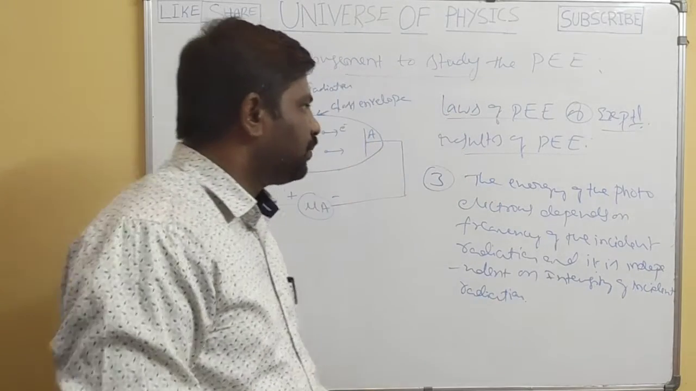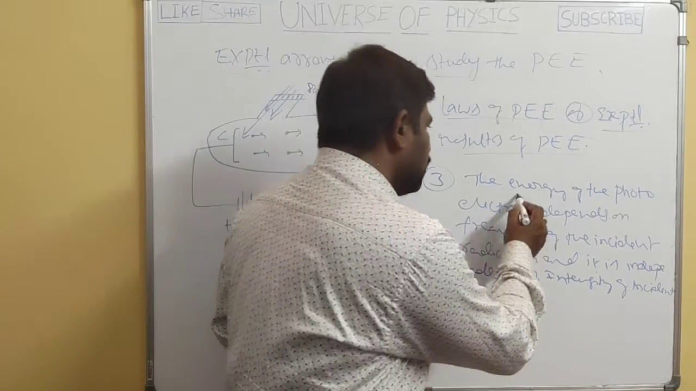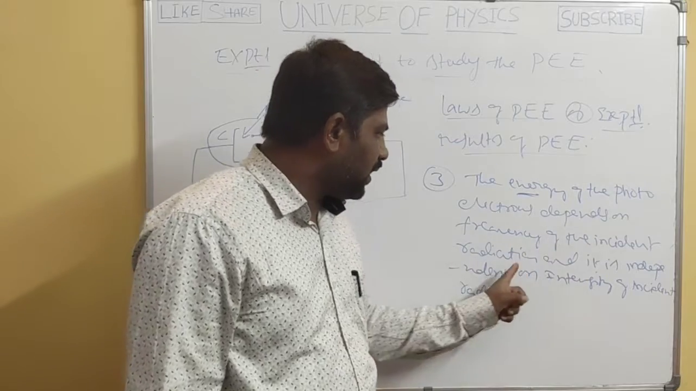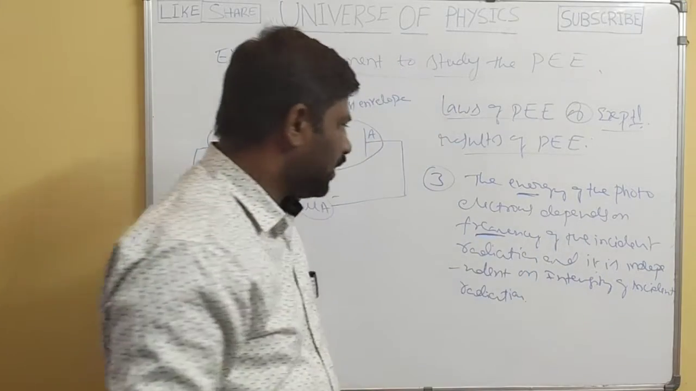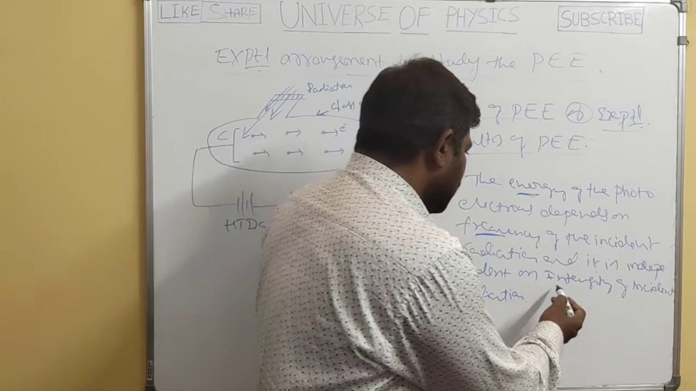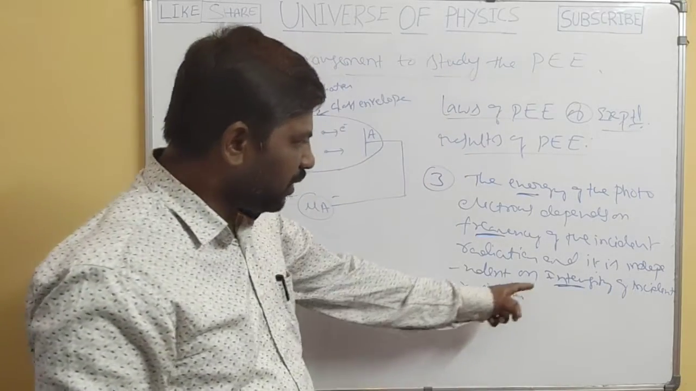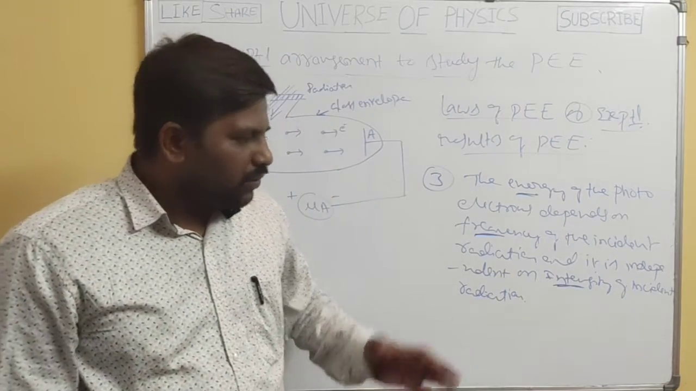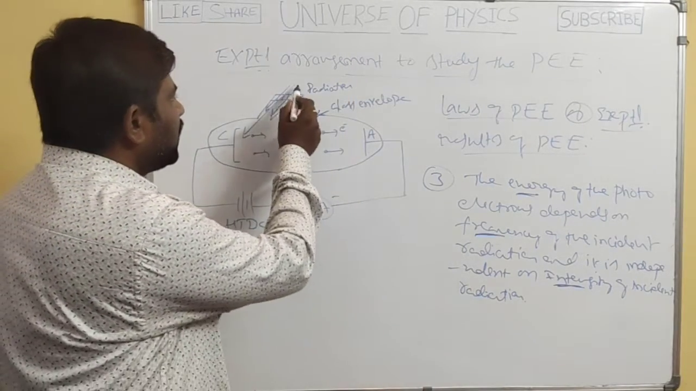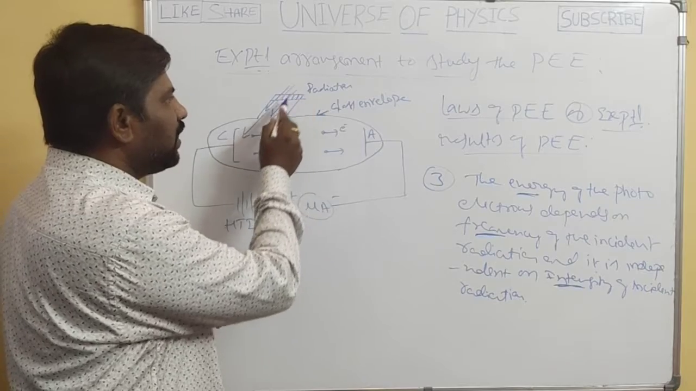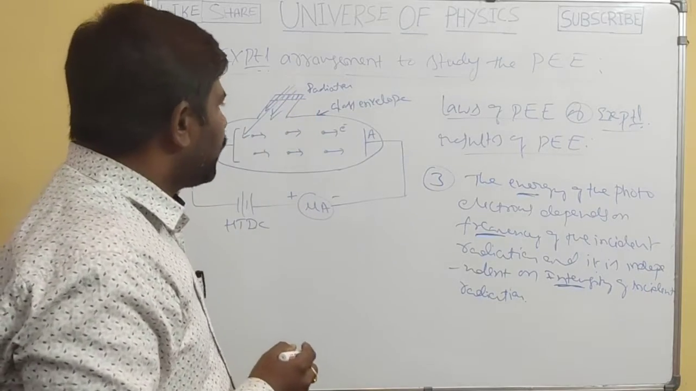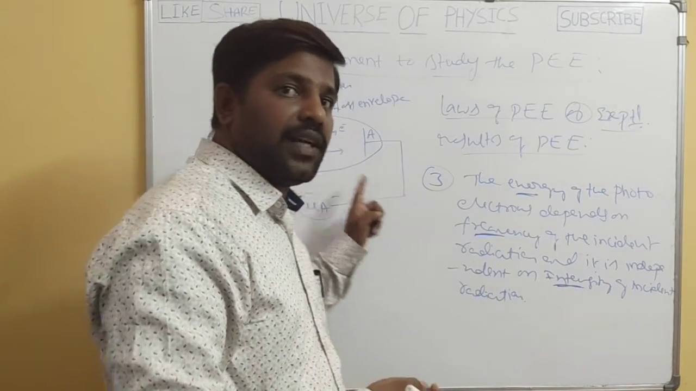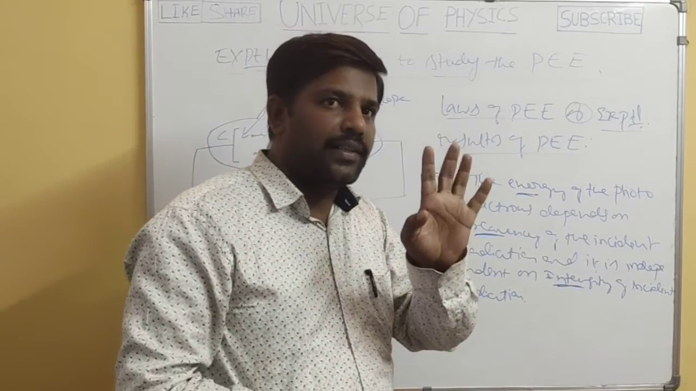What do you mean by this? That is, the energy of the photoelectrons depends on the frequency of the incident radiation, and it is independent of the intensity of the incident radiation, or it does not depend on intensity. Then we know that if we increase the frequency of the incident radiation, the speed of the photoelectrons increases, but the number of photoelectrons remains the same. That depends only on intensity.